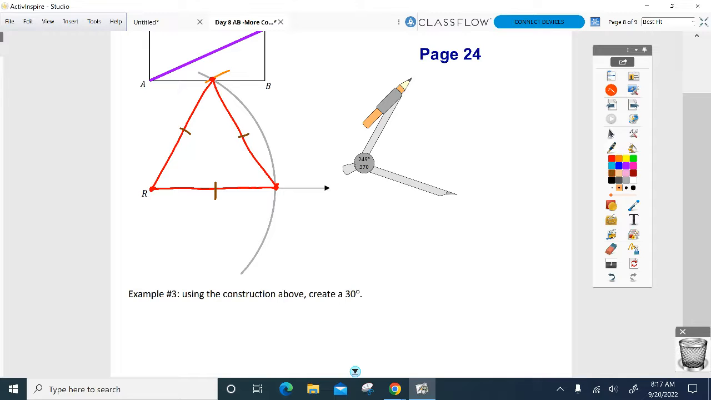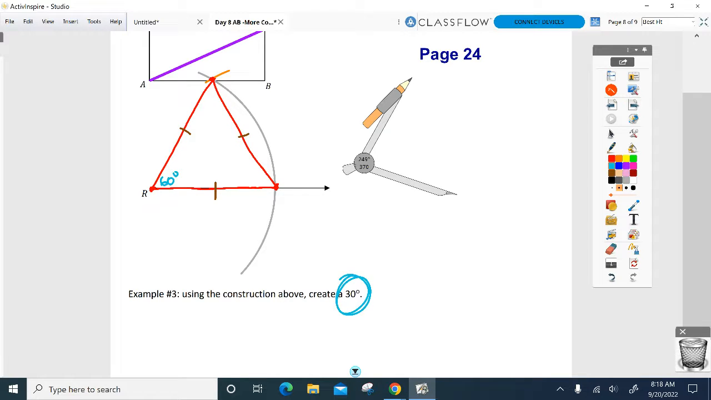Anybody know how many degrees in a triangle? No, more than 90. 180. So let's try some mental math. 180 degrees in a triangle. All three angles are congruent. What's each angle measurement then? 60. Whoa, time out. You're telling me that's a 60 degree angle, right?